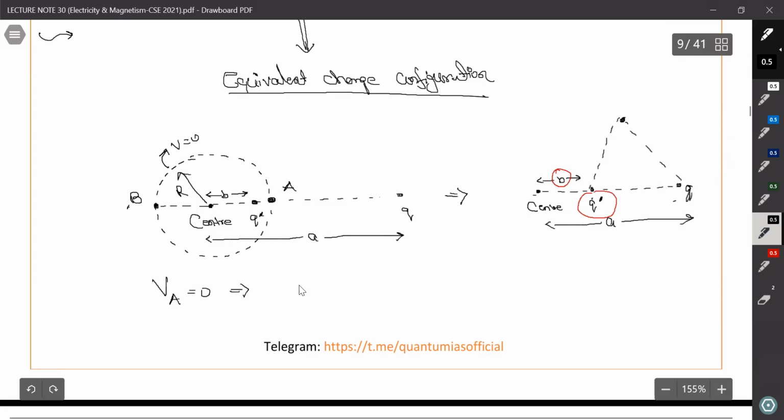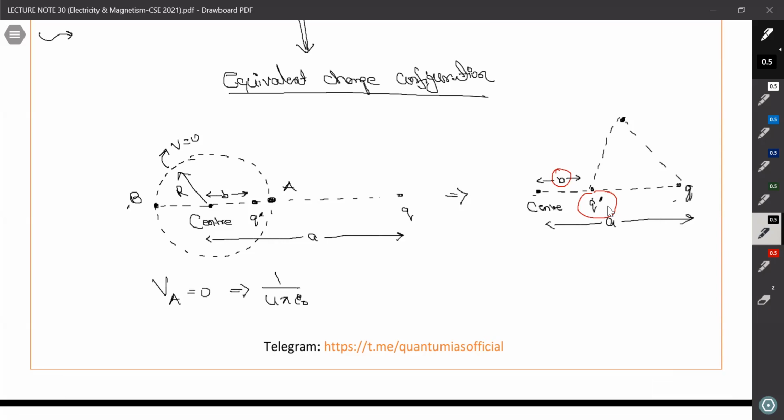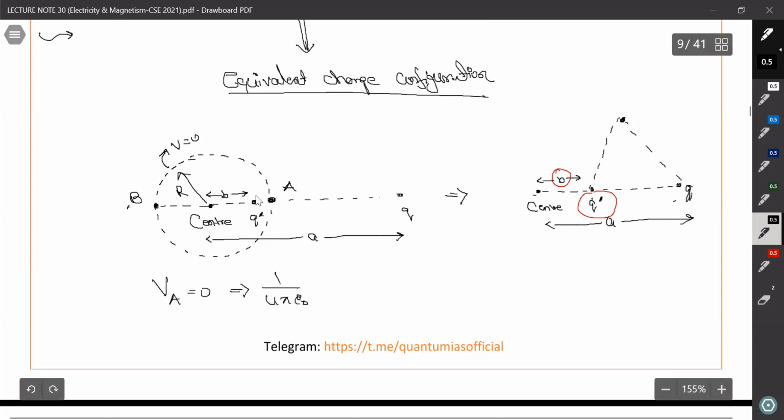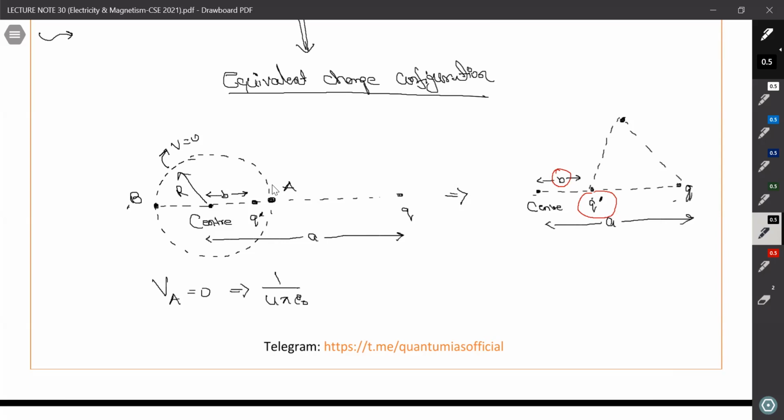That simply means what? 1 upon 4 pi epsilon naught, q. Let's call this as q dash. This is q dash, right? So what will be this distance? R minus d, I guess.